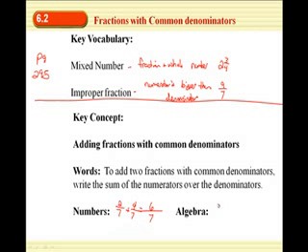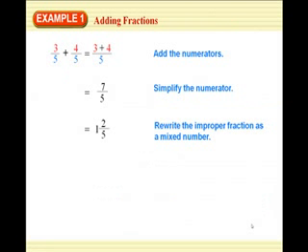And then the algebra, they have a over c plus b over c. So we would add the tops, a plus b, and leave them over c. So get that down, and let's go to the first example. 3/5 plus 4/5. Notice they add the 3 and the 4, and the 5 stays the same. Now check this out. We end up with what's called, in our vocabulary, an improper fraction. That is not simplified. When we are dealing with fractions, we always need to simplify. An improper fraction is not in simplest form.